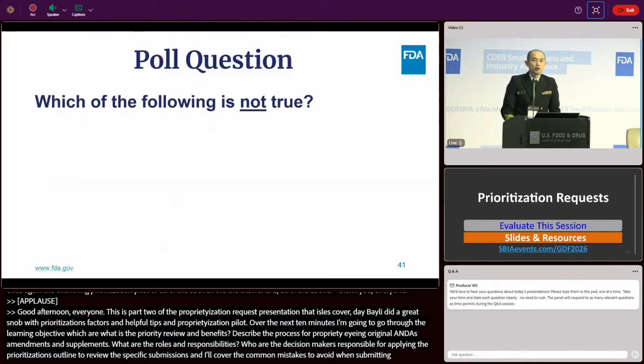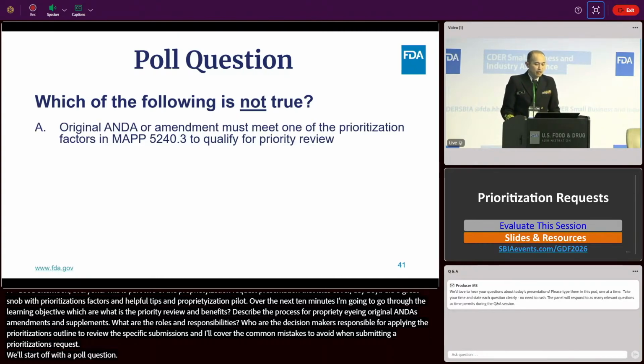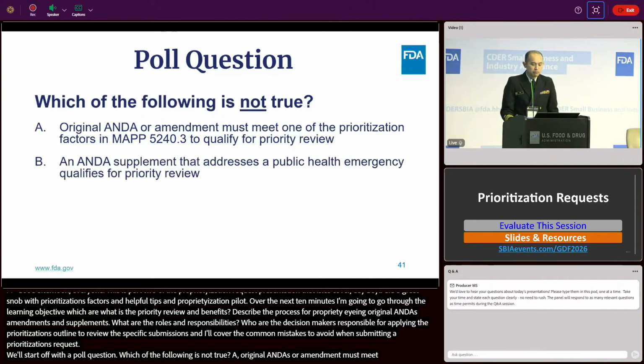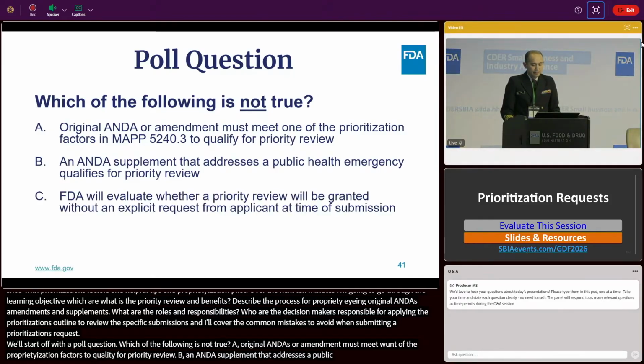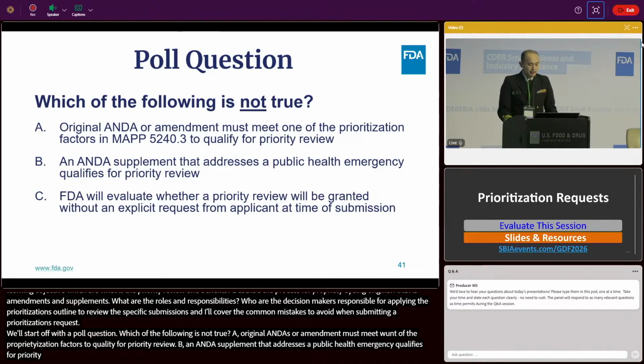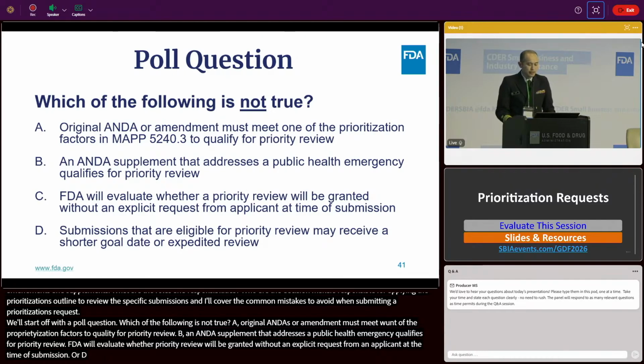So we'll start off with a poll question. Which of the following is not true? A, original ANDA or amendment must meet one of the prioritization factors in MAPP 5240.3 to qualify for priority review. B, an ANDA supplement that addresses a public health emergency qualifies for priority review. C, FDA will evaluate whether priority review will be granted without an explicit request from applicant at the time of submission. Or D, submissions that are eligible for priority review may receive a shorter goal date or expedited review.